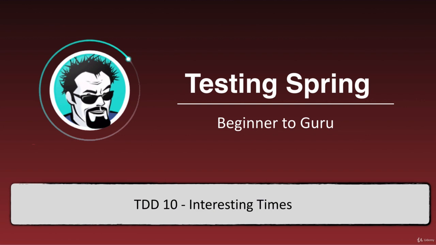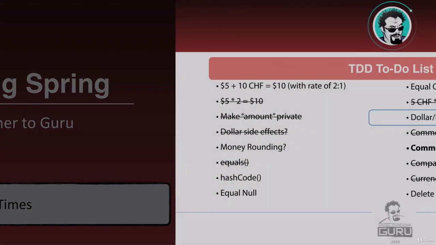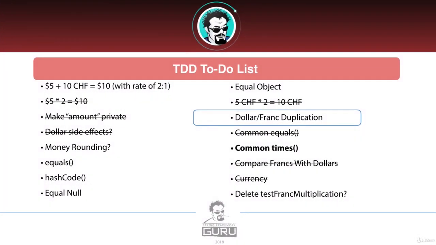All right, in this video, we are going to be looking at Chapter 10 called Interesting Times. What we're going to be tackling in this one is the times method that's been duplicated. I circled the dollar franc duplication. On the previous to-do list, I had struck that out. We did address that in a previous video, but there's still additional duplication there that we want to refactor out.